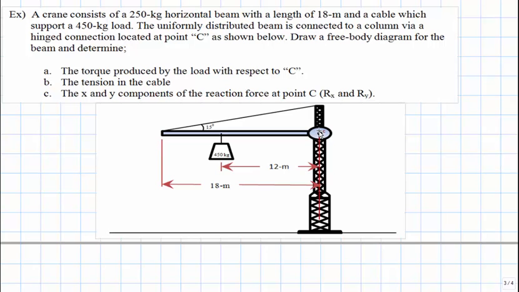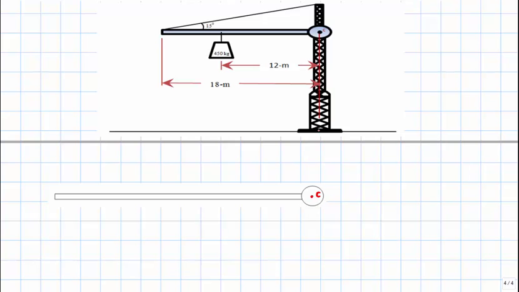Let's begin by constructing a free body diagram on the beam. Here's our beam, and we will now represent all of the forces acting on it. Let's start on the far end and note that the cable exerts a tension onto the beam, which is directed along the line of action of the cable. That tension can be represented like this. And of course, the angle between the tension and the beam is 15 degrees.